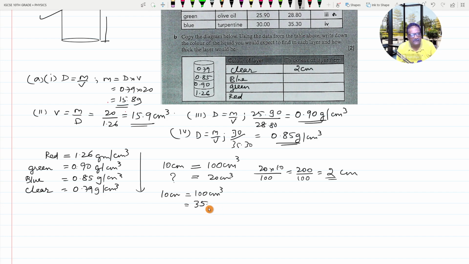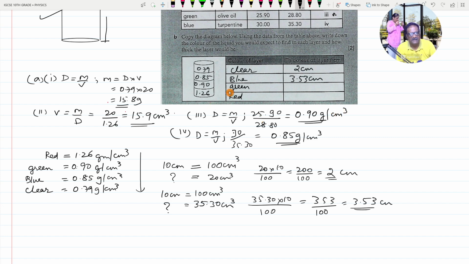35.30, isn't it? 35.30 centimeter cube volume will correspond to what height? Okay, so if you want to work out, this will be 35.30 times 10 divided by 100. This will give you 353 upon 100, which is equal to 3.53 centimeter. So the thickness for this blue will be 3.53 centimeter, right?